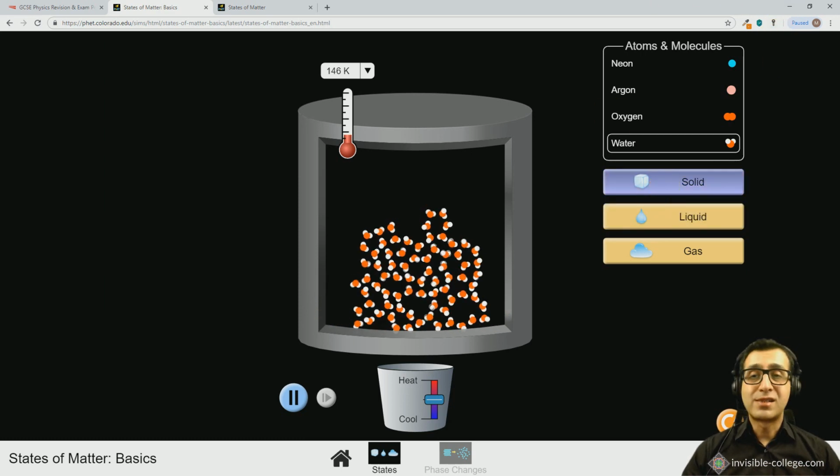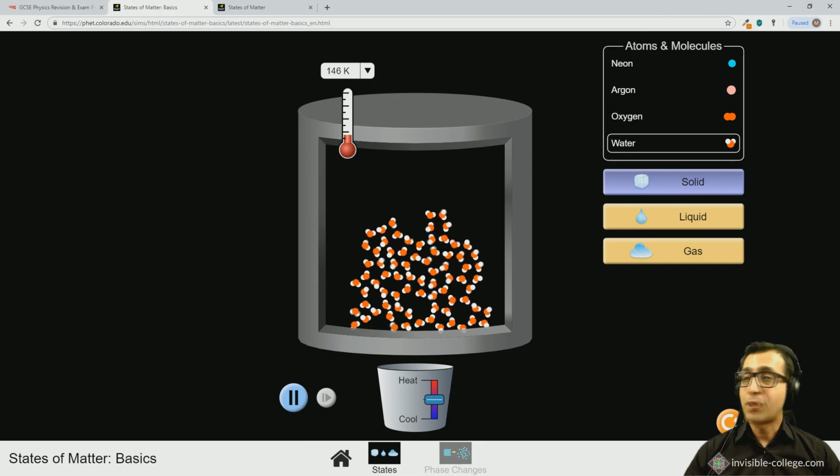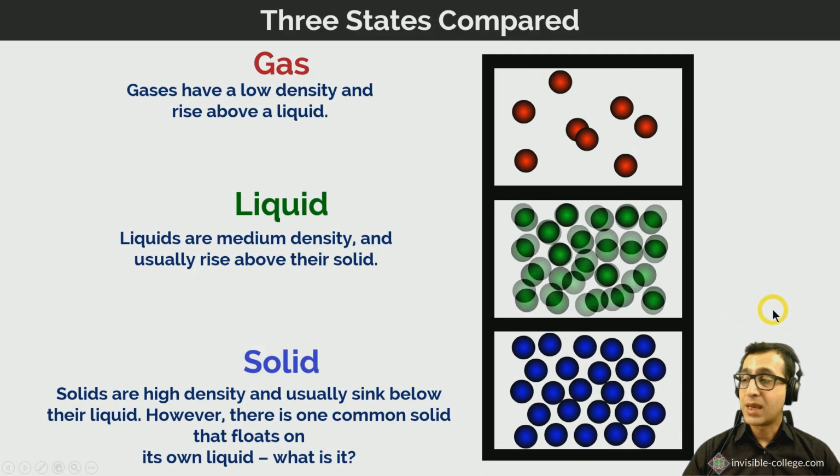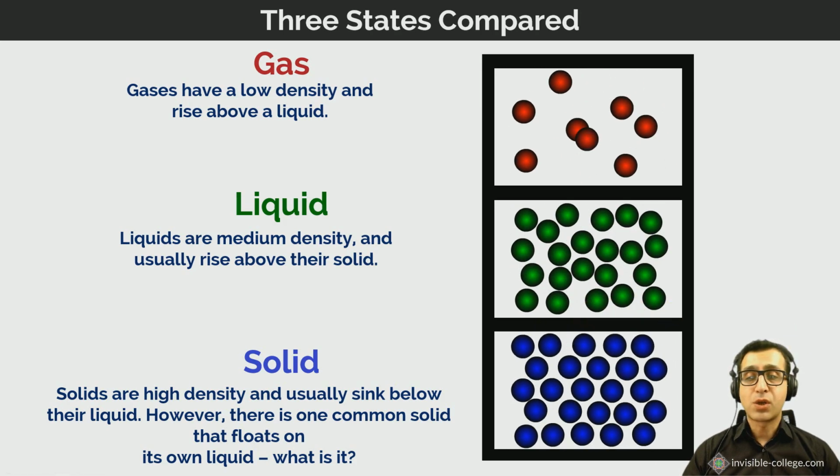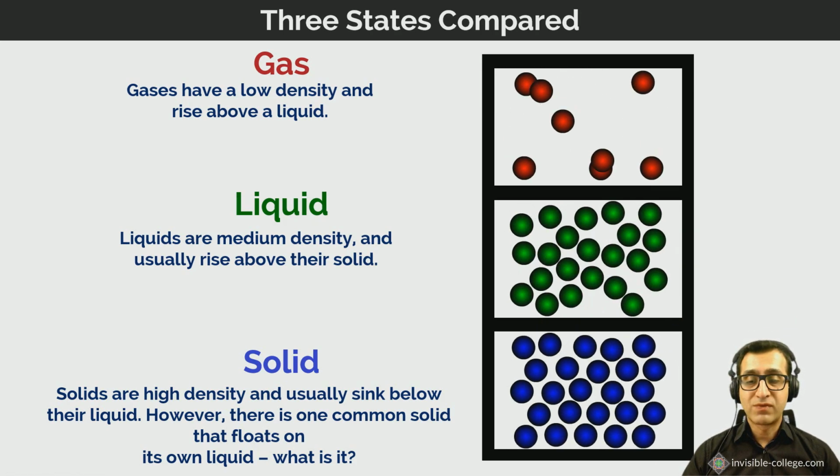All right, so I'm mentioning density quite a lot here. Density is one of those properties that you need to be able to explain in terms of the arrangements, the motions, and the bonding between particles. So let's have a look at the concept of density now.